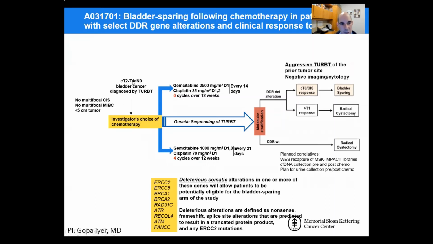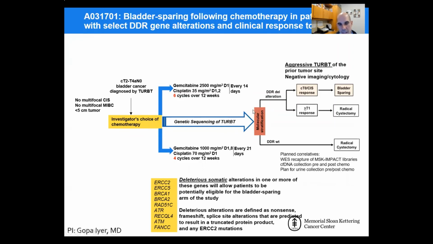These patients are getting treated with their neoadjuvant chemotherapy, gemcitabine cisplatin regimen of choice. And while they're receiving neoadjuvant chemotherapy, their tumor is undergoing a targeted exome sequencing panel for one of these genes over here, looking for deleterious somatic alterations.